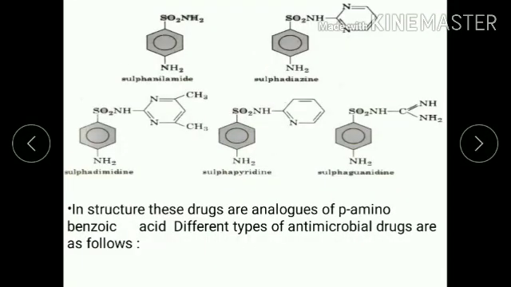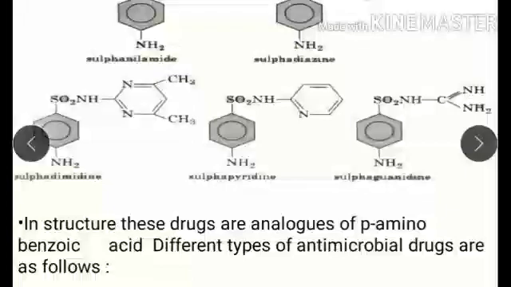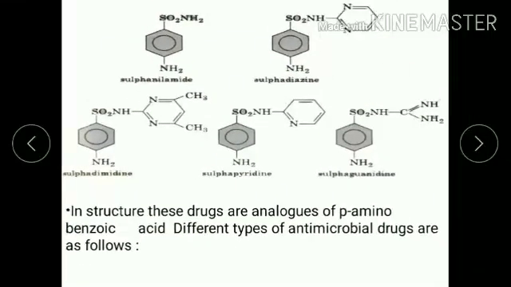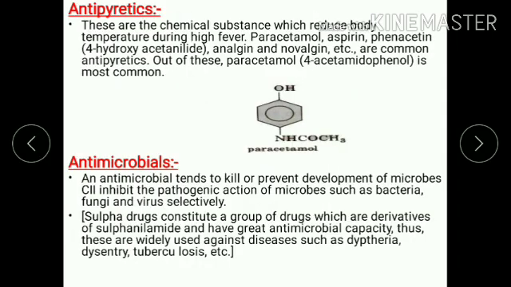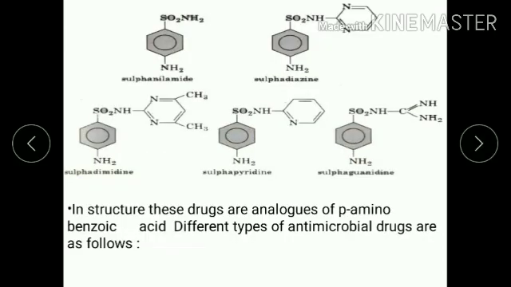These are examples of antimicrobial medicines: sulfanilamide, sulfadiazine, and sulfaguanidine. In structure, these drugs are analogues of para-aminobenzoic acid. Different types of antimicrobial drugs are as follows. This is a simple example of sulfa drugs. What are sulfa drugs? Sulfa drugs contain the sulfur derivative called sulfonamide, and these medicines are used for dysentery, diarrhea, tuberculosis, etc.